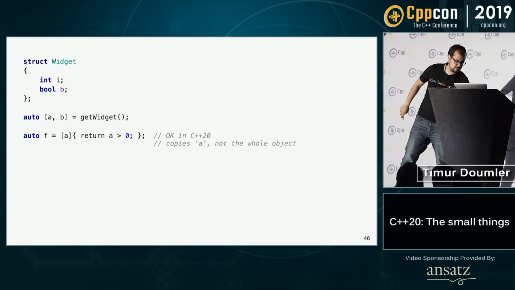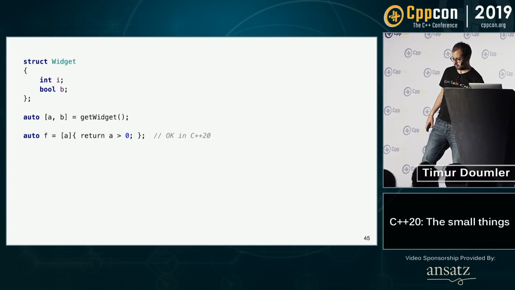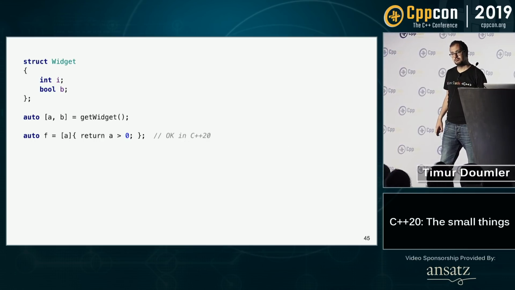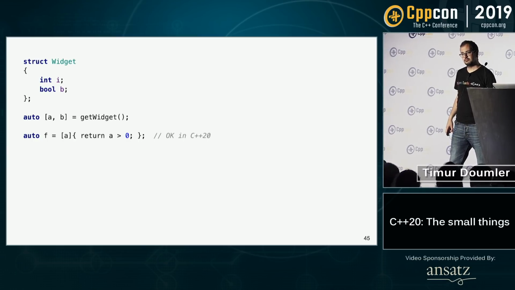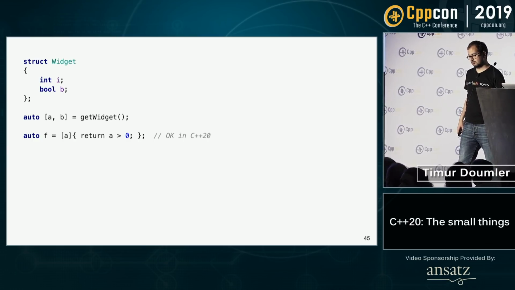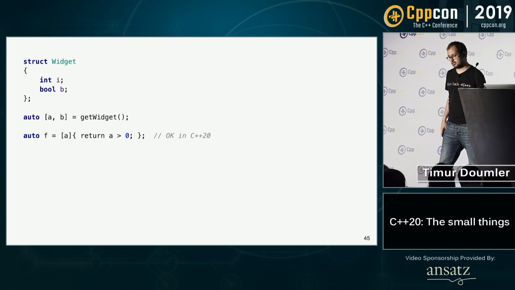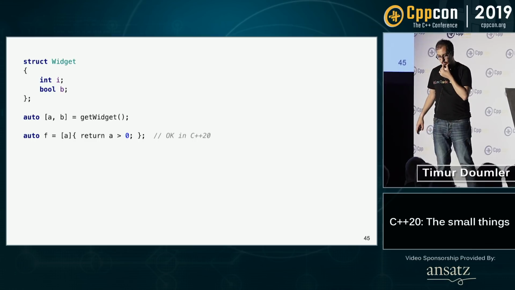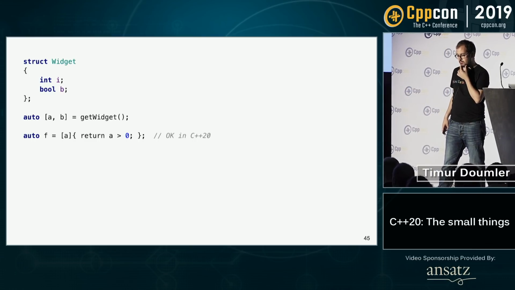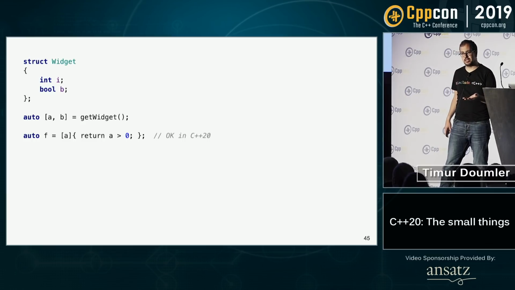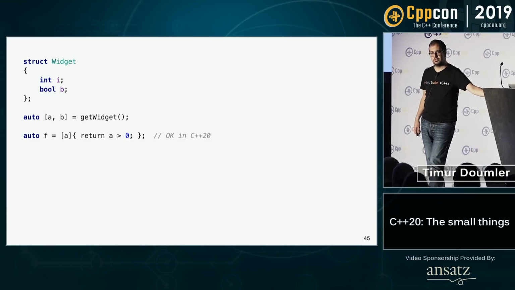47. No, backwards. 45. I assume that the function getWidget returns widget. Yes, that is correct. Does it matter whether it returns by value or by reference, or it doesn't matter? Well, it doesn't matter for the capture because the capture is by value. Okay. So it doesn't matter for the purposes of this example. But it will obviously do different things. If you return by value, then it will do different things in the line which defines the structured binding. But that hasn't changed.